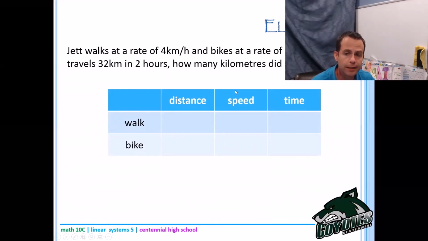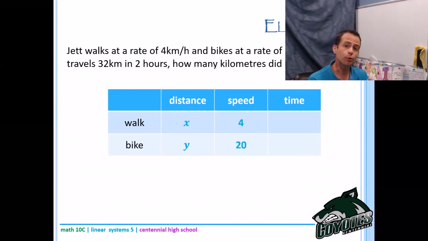And so I'm going to look at the distance, the speed, and the time for the walking and the biking. Now, when you have a table like this, your goal is to fill 2 of the 3 columns, okay? Once you fill 2 of them, you've got the 3rd, and I'll show you why in a second. So what do I know? Well, I know the speed at which he walks is 4 kilometers, and I know the speed at which he bikes is 20 kilometers. So I can actually fill those guys in right away.